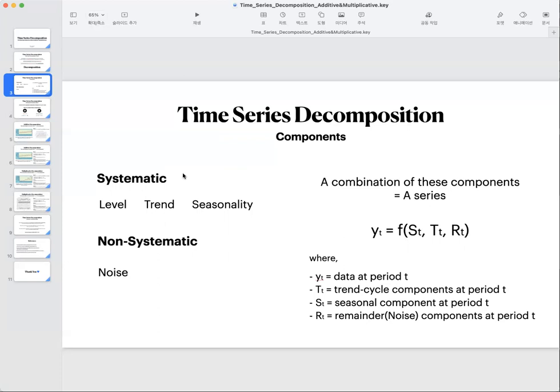And this one is the formula for the classical model. The only thing we consider for explaining the data at period t, which is the y_t part, are the trend-cycle, shown as T_t, and the seasonal and noise components. It is quite simple.